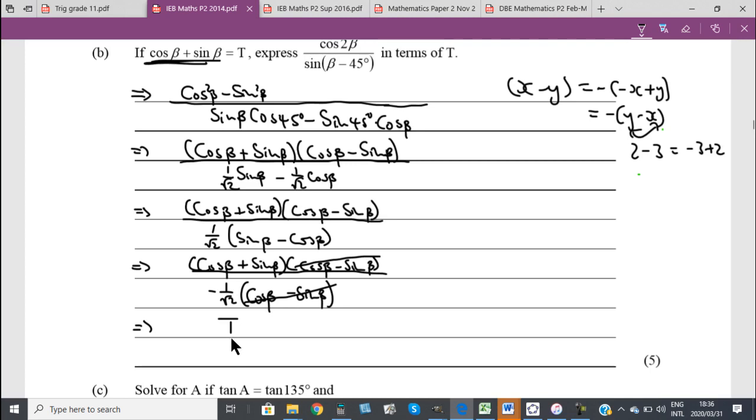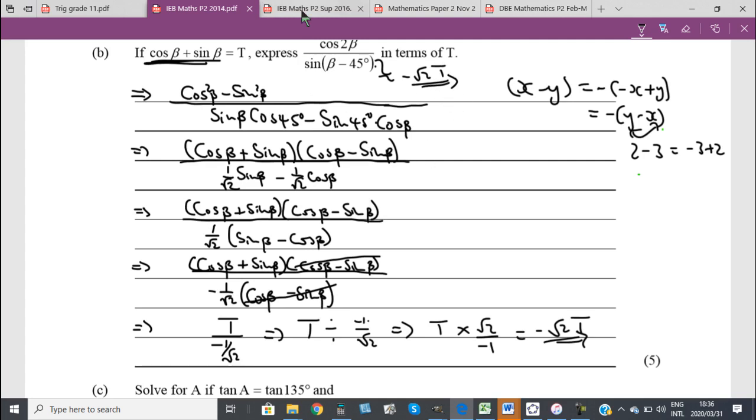So it's going to be t over negative 1 over root 2. And then you can simplify this further and say this is the same as t divided by minus 1 over root 2, which is the same as t times root 2 over minus 1, which is just minus root 2 t. So this whole expression in terms of t is minus root 2 t.